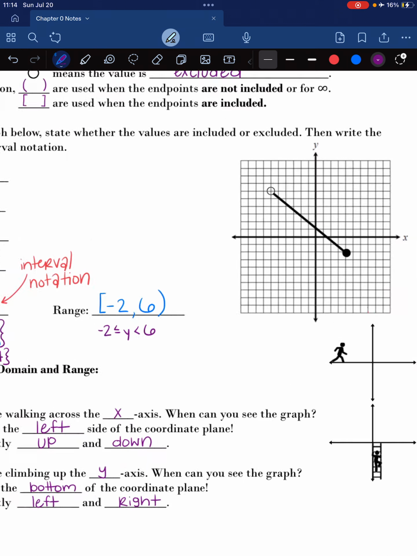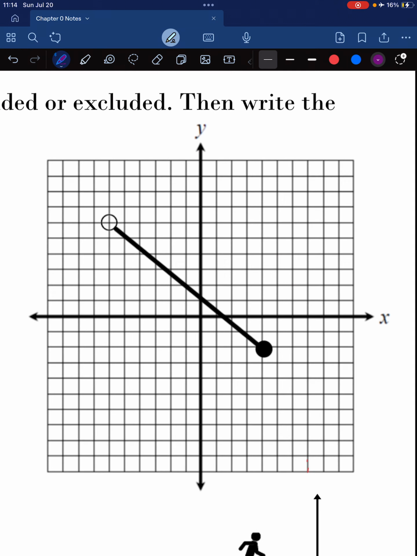So for domain, domain is x's, we walk along the x-axis, and we're looking specifically, using this graph as an example. I like to start on the left, and you always want to start on the smaller side, so the negative numbers are the smaller side. We're going to walk this way, and there's nothing, right? There's no points anywhere here. But as soon as I get to this spot right here, I start seeing the graph. It's an open dot, but I do start seeing the graph at -6.